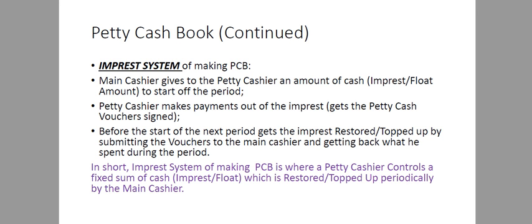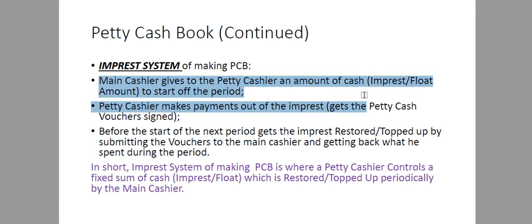The imprest system: you have to memorize this definition. The main cashier gives the petty cashier an amount of cash called the imprest or float to start off a period. In our completed example it was $120, if you noticed. So $120 was the imprest. Then the petty cashier makes payments out of this and gets the petty cash voucher signed. In the next period he takes all these vouchers to the main cashier and gets the imprest amount topped up or restored. The definition is there, you can read it and try to memorize it. You can go on.